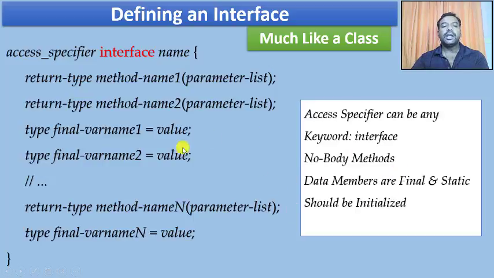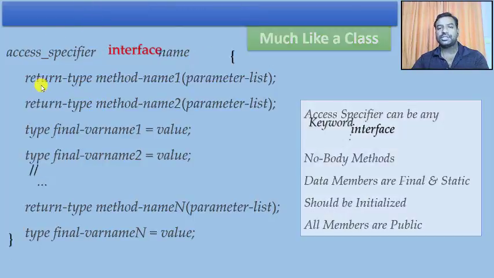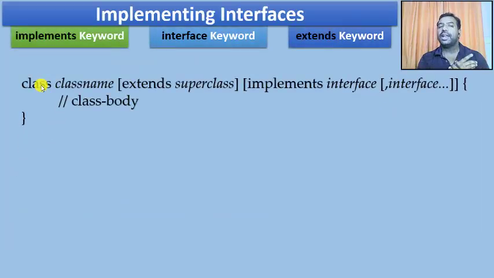So hence all the data members should be initialized, and all the members of an interface are by default public. You cannot decide what this member or data member is going to be. By default, all the members are public. It is not just by default, it is strictly every member should be public. Hence, you cannot use an access specifier for any member of your interface. So this is what you should know when you're defining an interface.